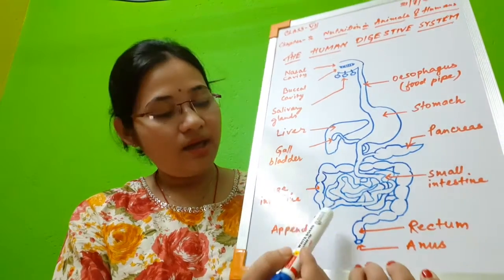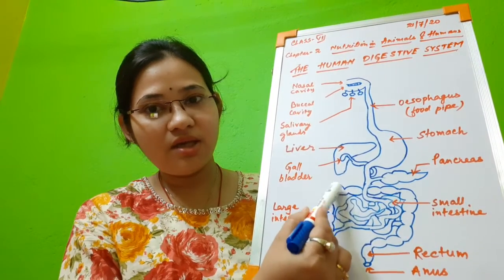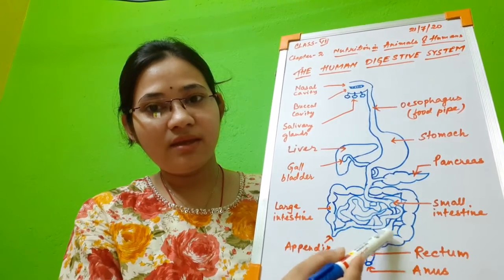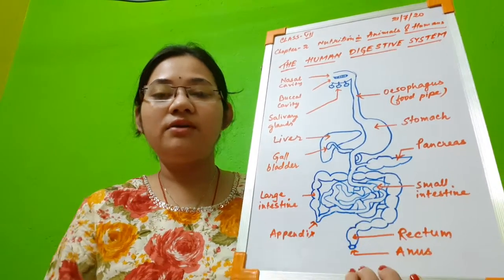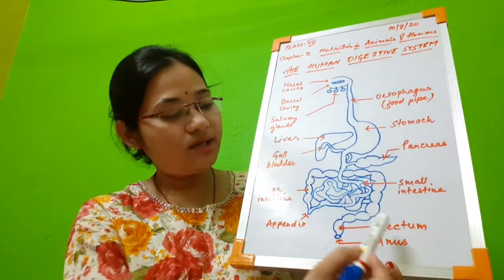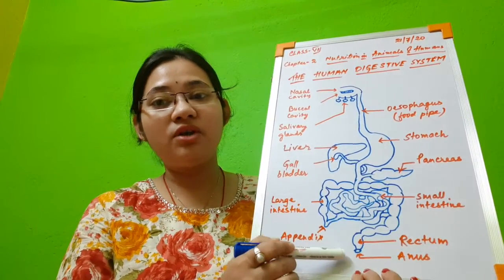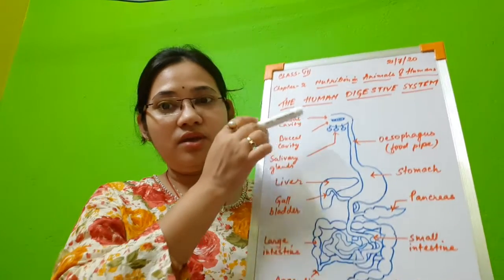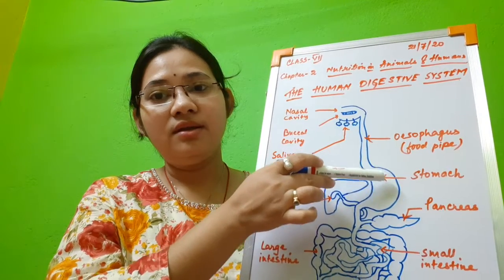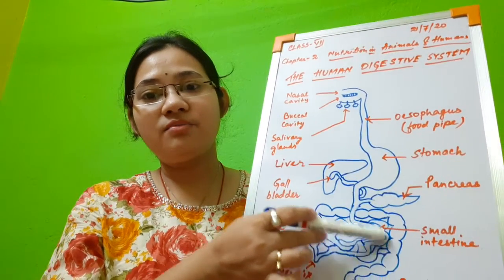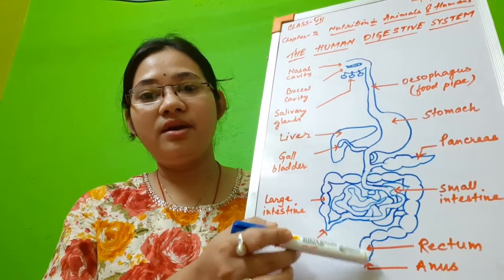So the appendix, and then just after the small intestine the large intestine begins. This is the large intestine, and the large intestine has the last part, that is called the rectum, where the food is stored temporarily. That last part is called the rectum, and the waste product comes out from the body through the anus. So once again, buccal cavity, the esophagus or food pipe, then the stomach, then the small intestine, then the large intestine, then the rectum and the anus.